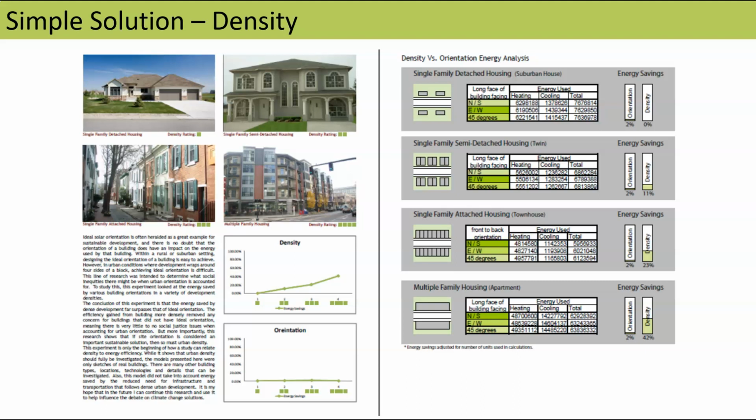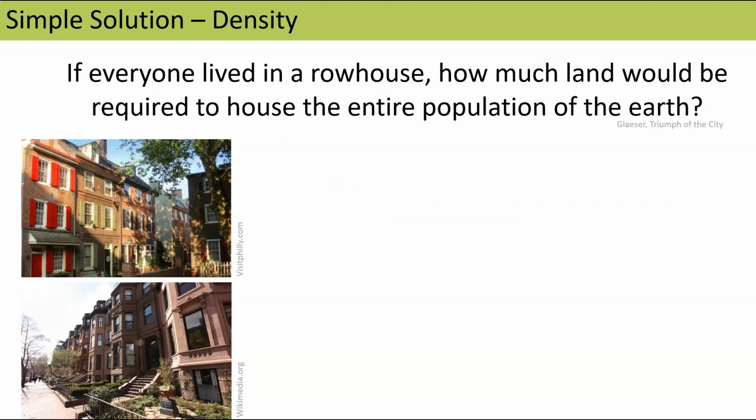So again, here it is. This is just some research I did. I'm just showing some examples. Simple solution, it's density. For an architect, the more we can build more densely, there are definitely benefits there. Again, I'm not going to go into all the content of why that is.